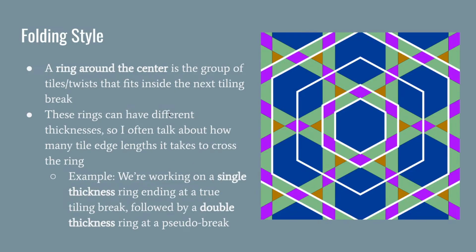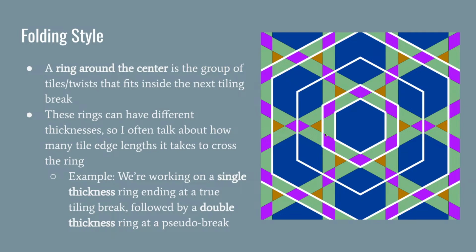And then a ring around the center. I use that to refer to the layer of twists that I'm adding around whatever has already been folded. And these can have different thicknesses. So coming out from this giant hexagon, I would say we're going to work on a single thickness ring around the center, ending at a true tiling break.